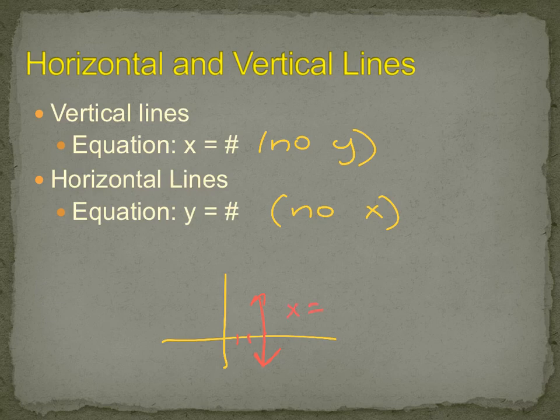And then vice versa for a horizontal line. If this is 1, 2, 3, 4, let's say it's passing through 4, the y is always 4 on all of those. The x might change, but the y is always the same, so that would be 4. This was 3. That would be 4, okay? So if you're ever doubting yourself or you're forgetting, you can always think about it that way.